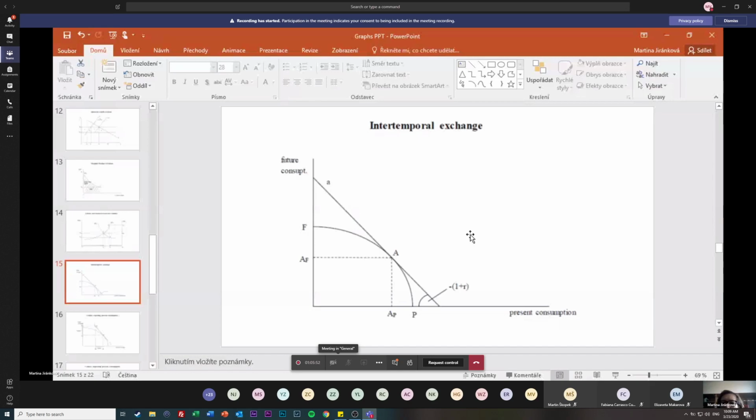If I am moving to the left alongside it, if I draw a chart here, you can see that I am increasing the coordinate of future consumption, but the coordinate of present consumption is decreasing. So once more, I am increasing the future consumption and I am decreasing the present consumption.